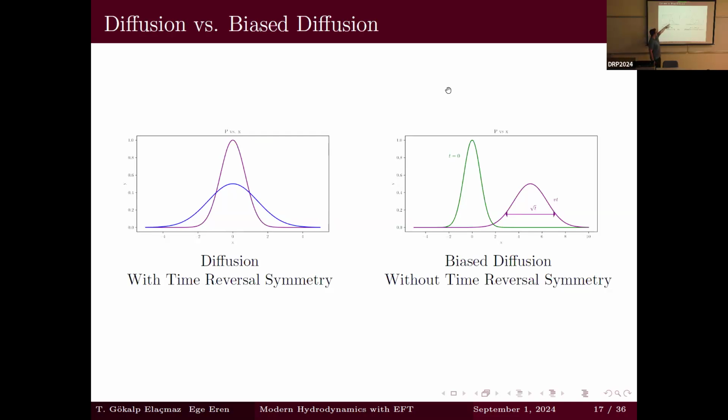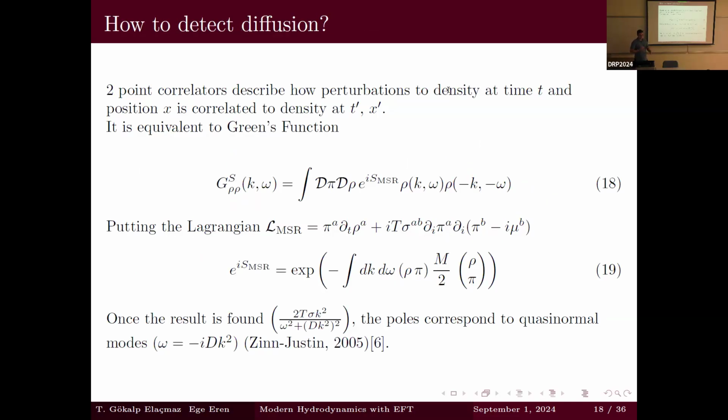Without time reversal, we had this one. With biased diffusion, we have it moving. So now we can tell the arrow of time just by looking at how the system evolved. But from this, we can't really tell it. Now, how do we detect diffusion?